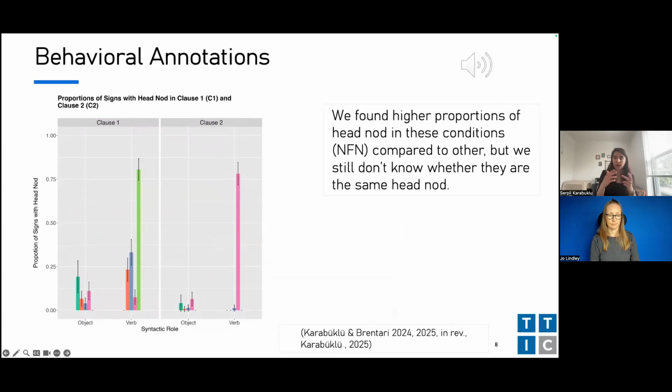In this graph, we are seeing the proportions of head nods across languages and conditions. And what we see is that the highest bars tell us we have a higher proportion of head nods. So good news, yes, we observed it. But still, this doesn't tell me if we have the same kind of head nod or a different head nod in both positions or not.